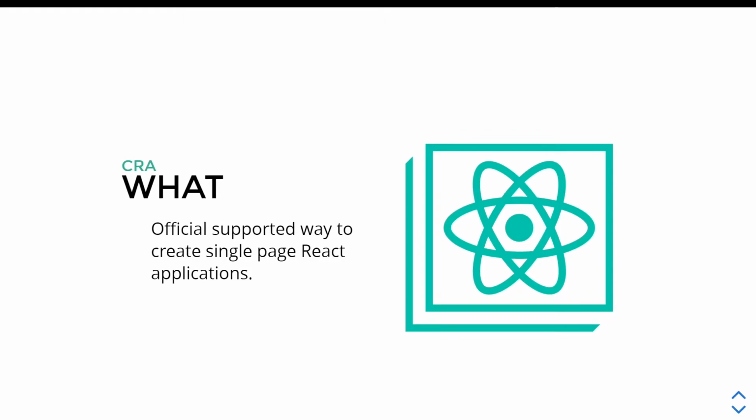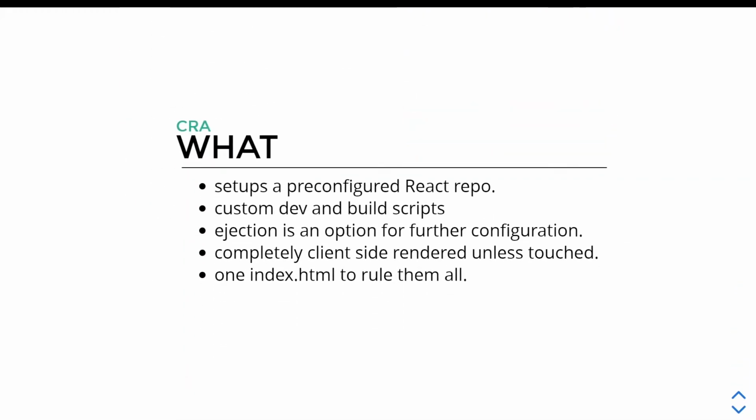CRA is the official supported way to create single-page React applications. The main key points in using CRA is what follows. Set up a pre-configured React repo. As you might have guessed, you won't see any Webpack or Babel configs. Everything is done for you out of the box. CRA assumes all you might need in doing the application.